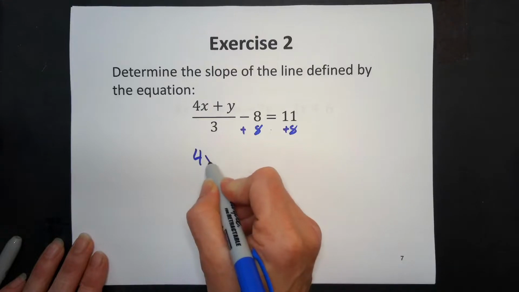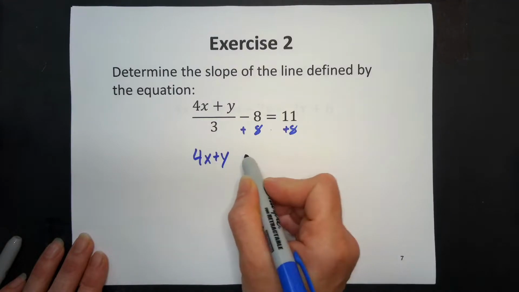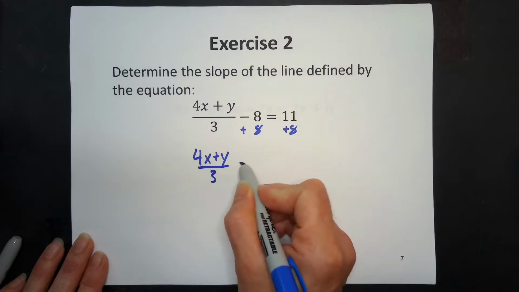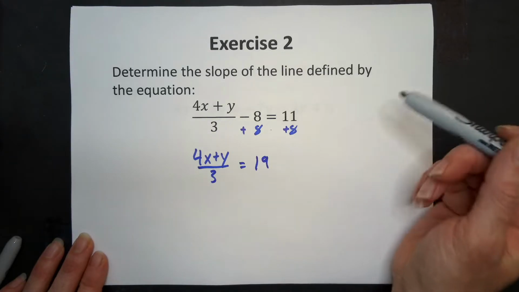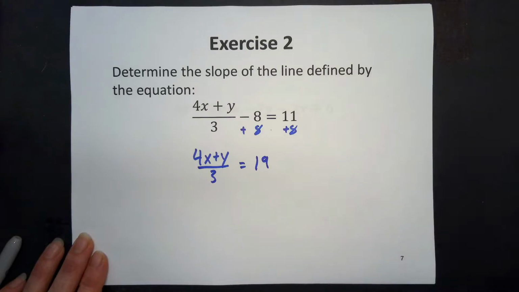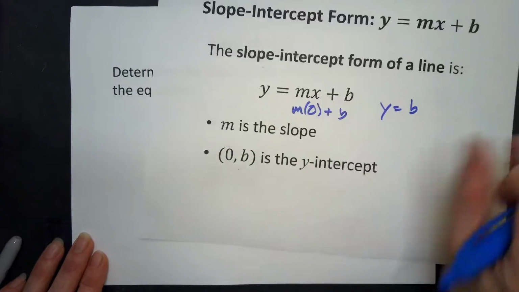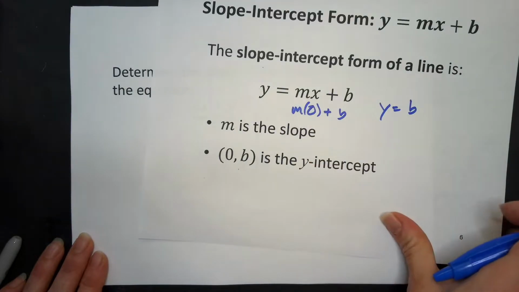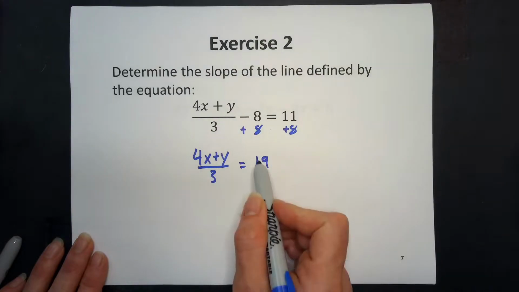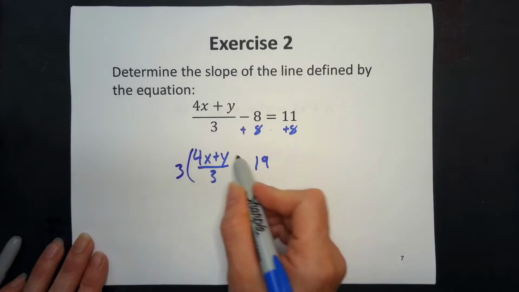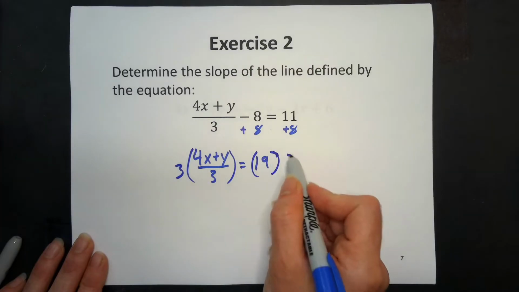So I'm going to get (4x plus y) all over 3 equals 19. And the reason why I want to do this is that I want to get it into slope-intercept form of a line, because the slope is the coefficient in front of x. Right now the coefficient in front of x isn't the slope because it's not in that form. So I'm going to multiply both sides by 3.